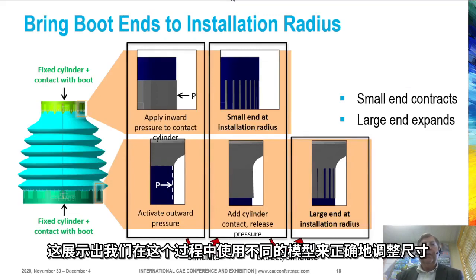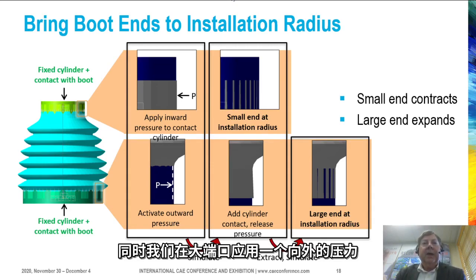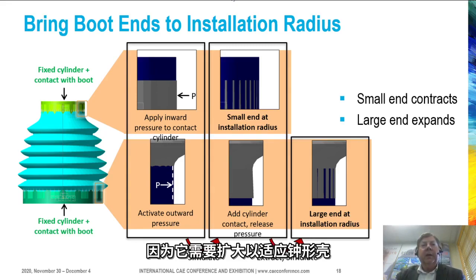So this shows the different models that we worked with in this progression to get things sized correctly. So we started out with the first model, and we applied an inward pressure to compress the boot at the small end so that it would match with the outer diameter of the shaft. And at the same time, we applied an outward pressure on the large end because it needed to be expanded to fit over the bell housing. So that was our first model.